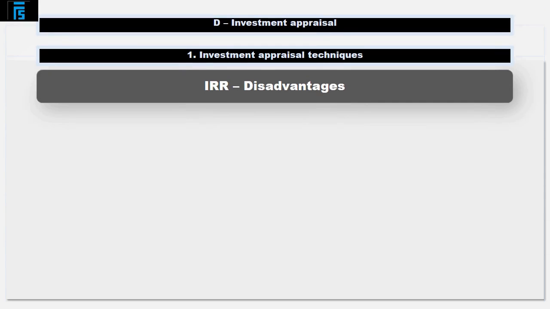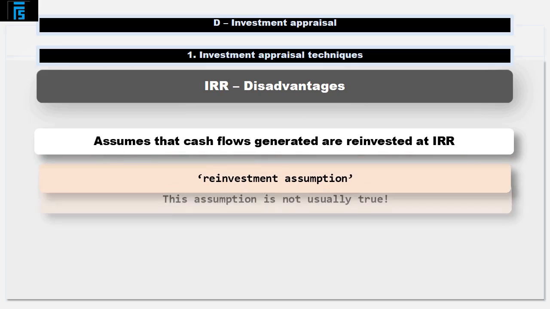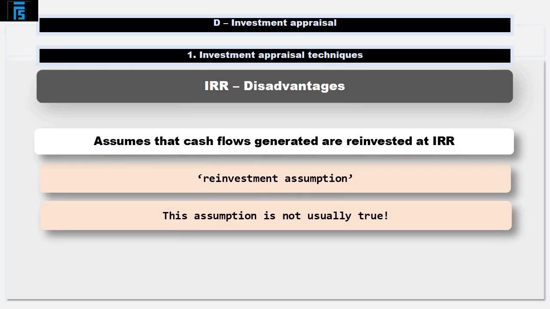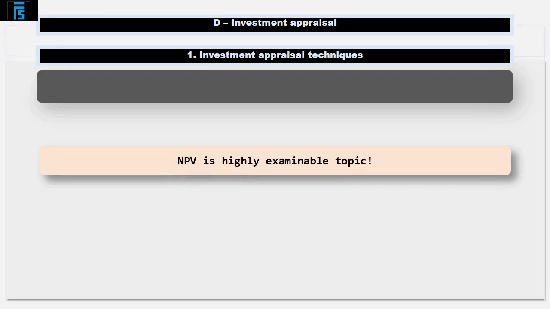One final disadvantage of IRR, and this is a technical point. The IRR calculation assumes the cash flows that are generated early on in the project are reinvested at the internal rate of return. This is known as the reinvestment assumption. There's no reason to assume that this will be the case. Cash flows that are earned early on in the project are generally extracted from the project and something else is done with them. Investment appraisal, and especially NPV, is a highly examinable topic.